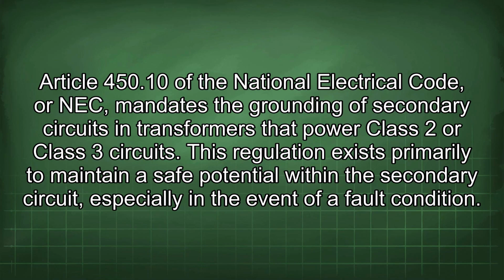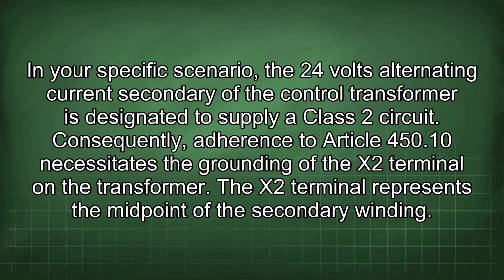Article 450.10 of the National Electrical Code, or NEC, mandates the grounding of secondary circuits in transformers that power Class 2 or Class 3 circuits. This regulation exists primarily to maintain a safe potential within the secondary circuit, especially in the event of a fault condition. In your specific scenario, the 24 volts alternating current secondary of the control transformer is designated to supply a Class 2 circuit. Consequently, adherence to Article 450.10 necessitates the grounding of the X2 terminal on the transformer.